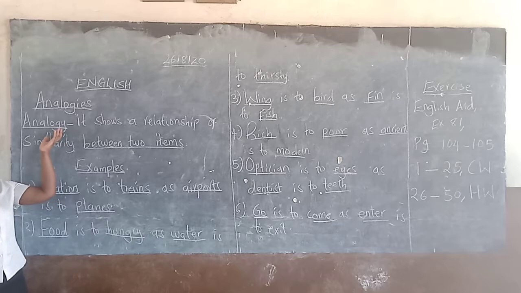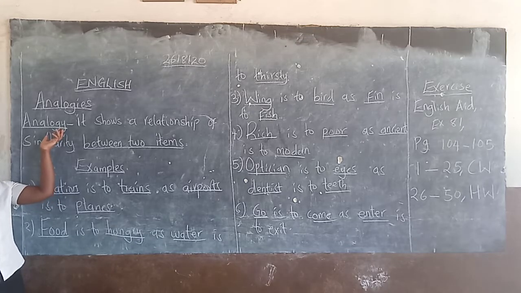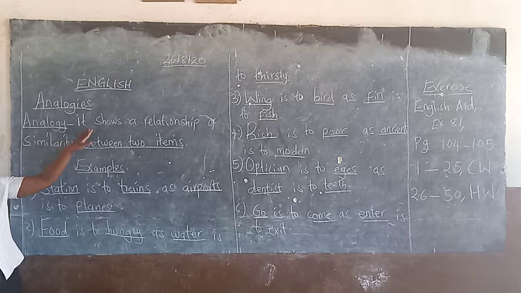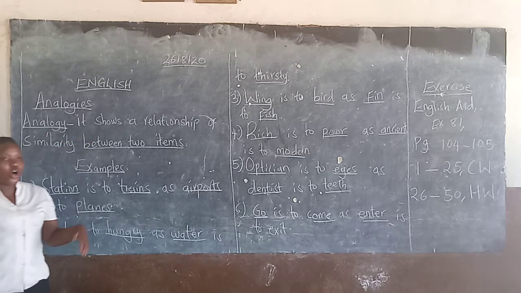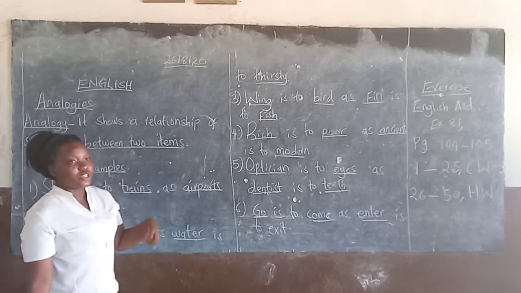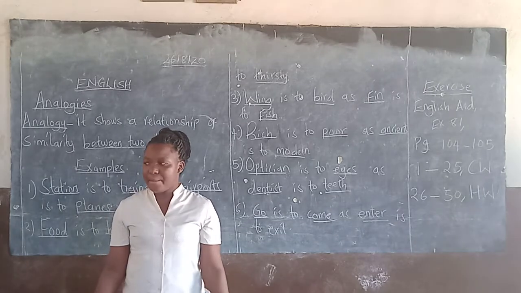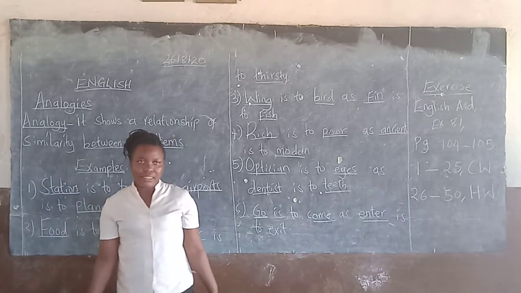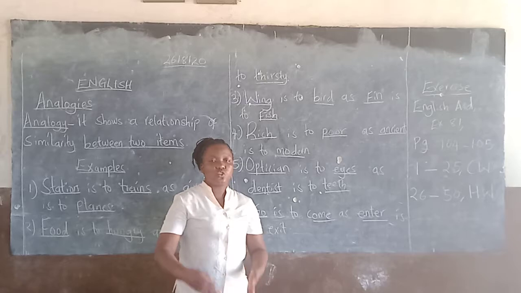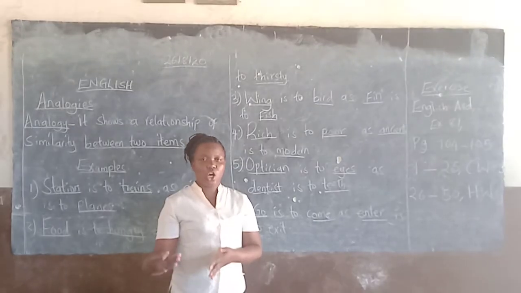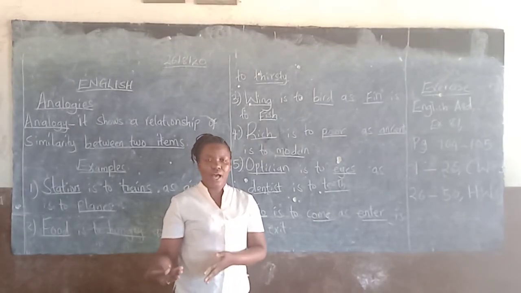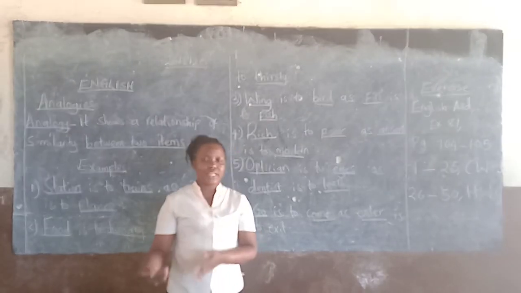So analogy is the singular, analogies plural. So these are words that show relationship or similarity between two items. For example, I can say short is to tall, as weak is to.